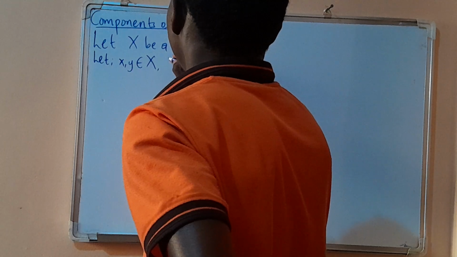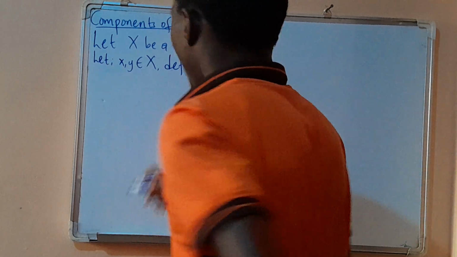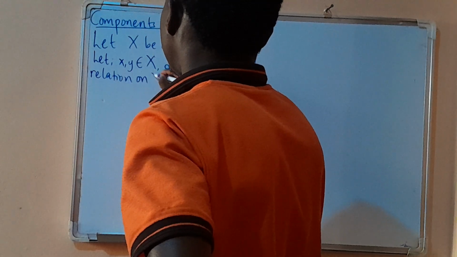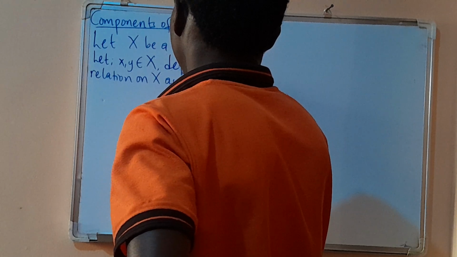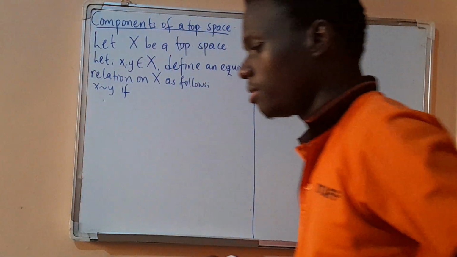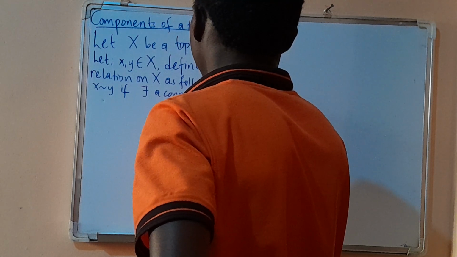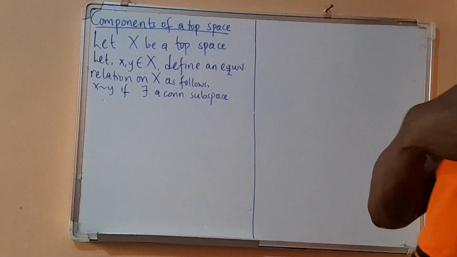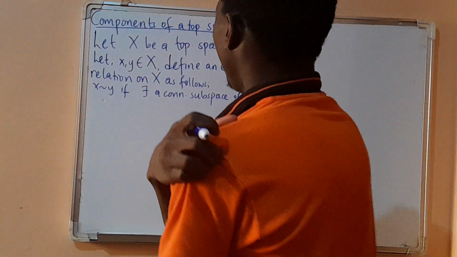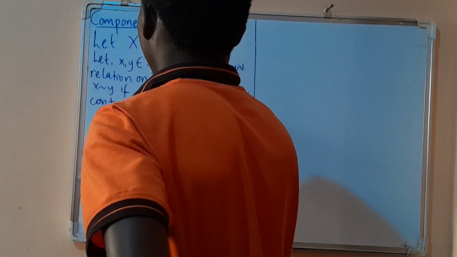So we are going to define an equivalence relation on X as follows. x is related to y if there exists a connected subspace of X containing x and y.